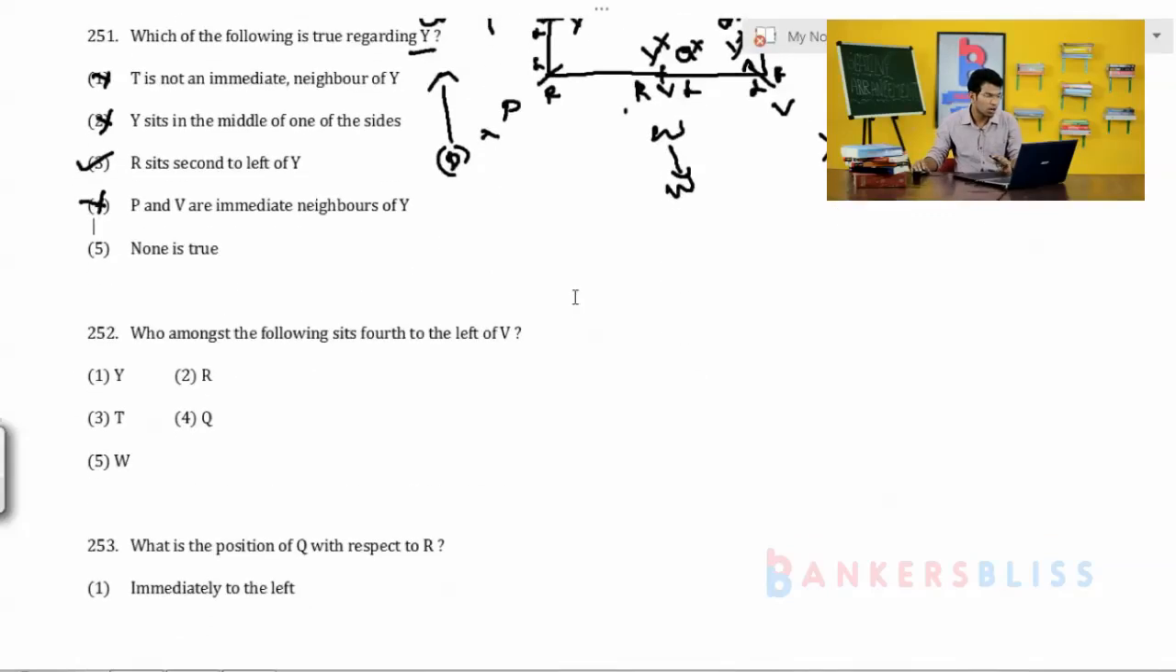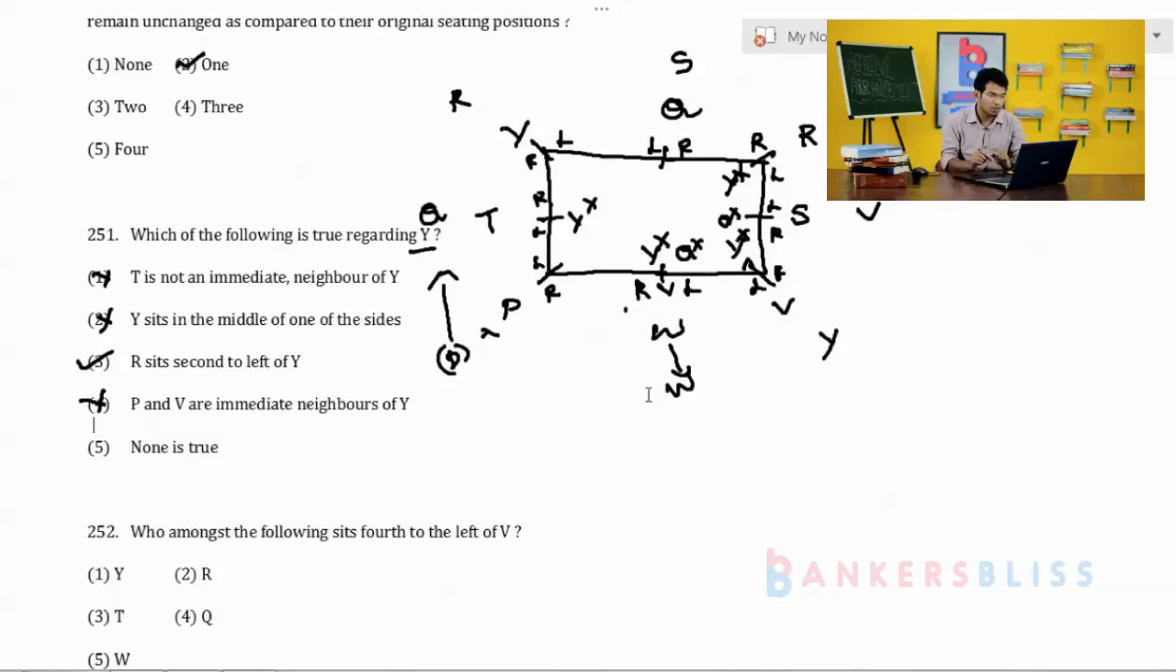Next question: who amongst the following sits fourth left of V? V is here. This is first left, second left, third left, and fourth left. Y is here. Option number 1 is the answer for this question.